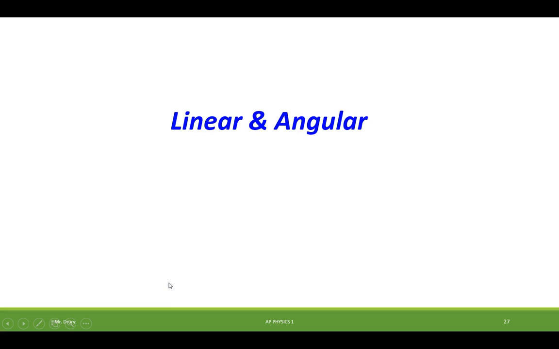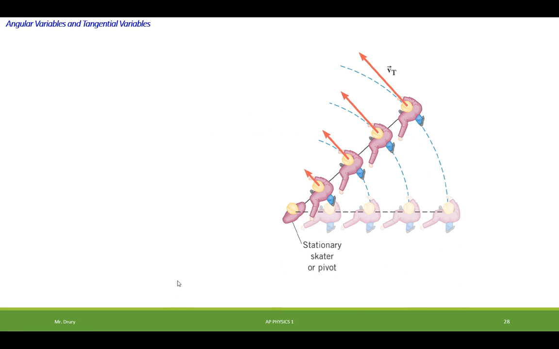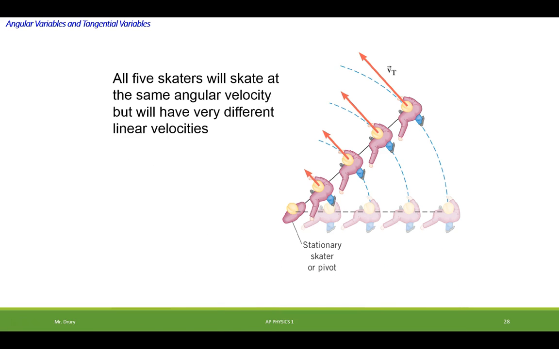Okay, today I'll be talking about linear and angular terms and how to convert between the two. For example, let's look at a group of skaters, 5 skaters with the same angular velocity. That means they go through the same amount of radians per second, but they have very different linear speeds because if you look at it, the person on the outside would have to cover a lot more arc length per unit time than the person on the inside.